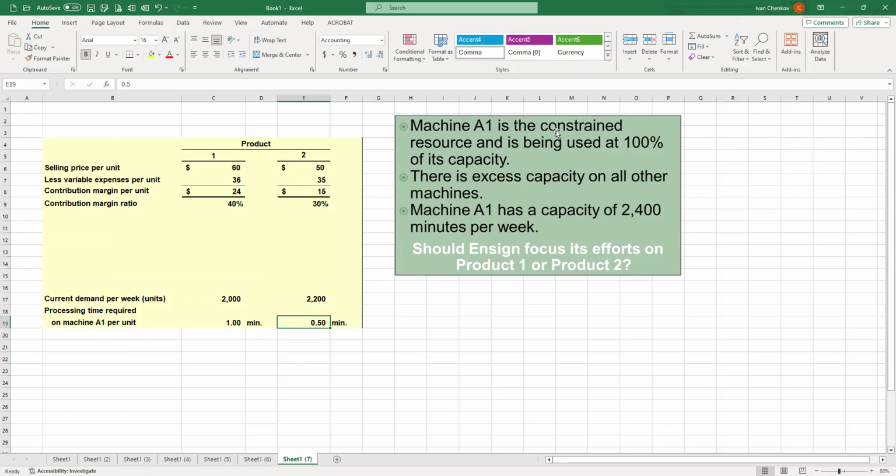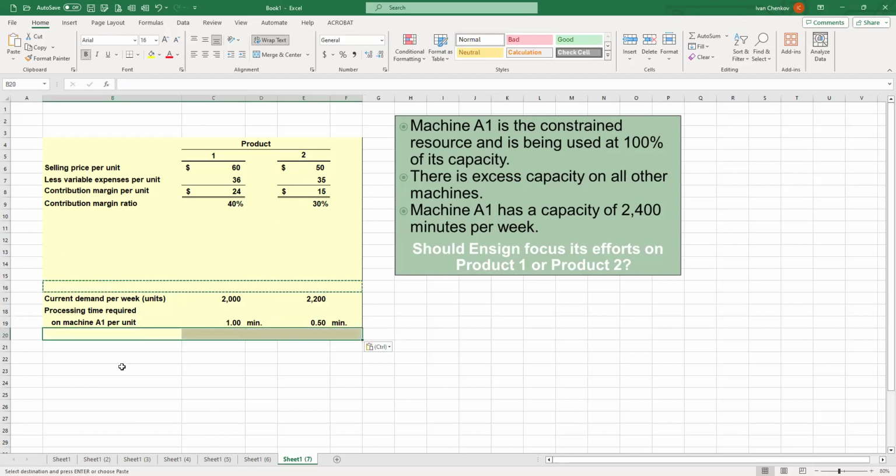Now machine one is the constraint resource and is being used at 100%. There is excess capacity in all other machines. Machine one, A1, has a capacity of 2,400 minutes per week. Knowing this, the question will be, how many minutes do we need to satisfy our demand? If demand is 2,000 for product one and 2,200 for product two, and it takes 1 minute to produce product one and half a minute to produce product two, can we calculate how many minutes it is going to take in total to satisfy our demand?